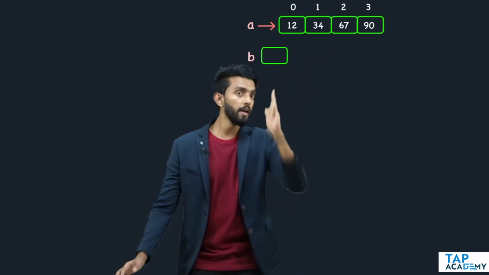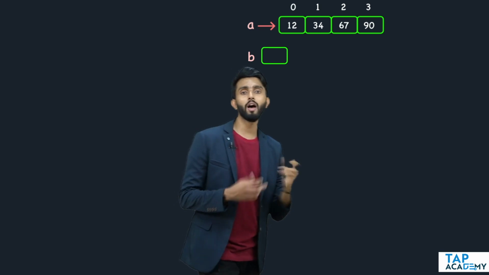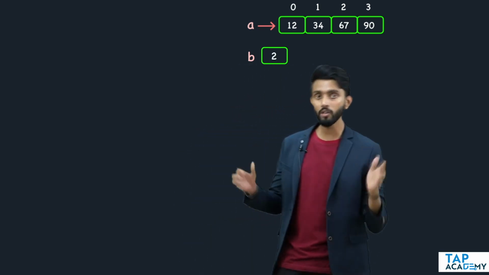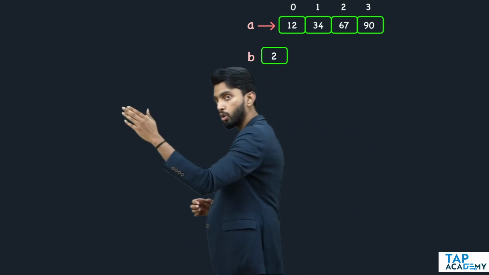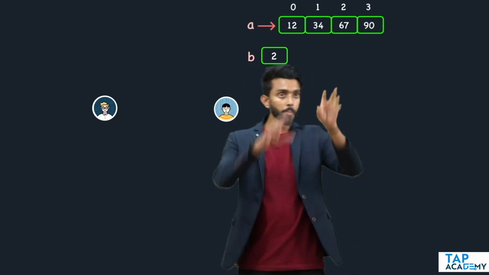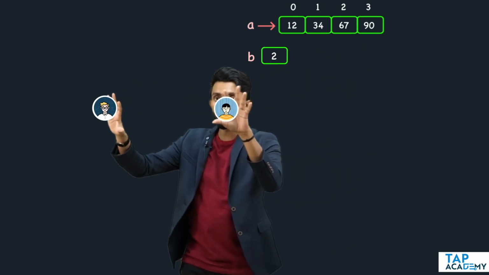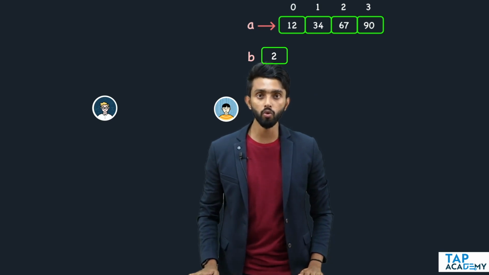Now they will also give you another value called B. Inside this B, you are going to have any number, for example 2. Now what this means is that there are 2 students. You must allocate these books to these 2 students. That is what the question is asking you to do.